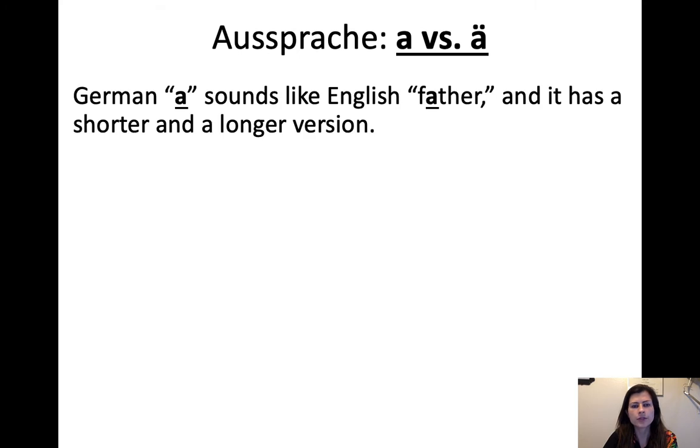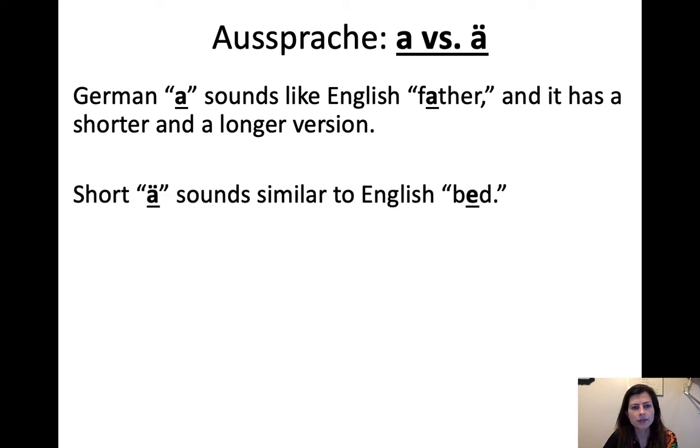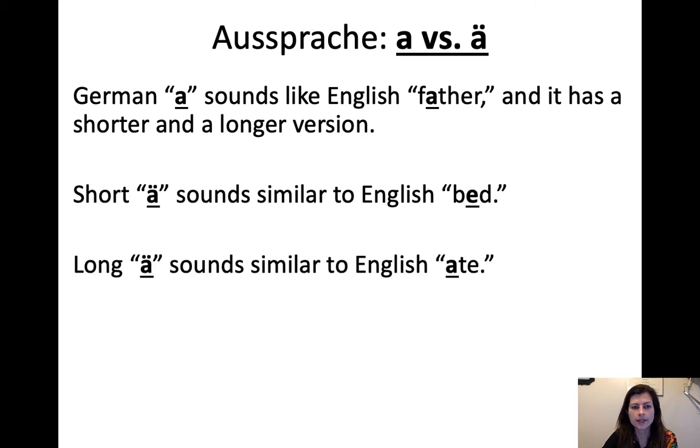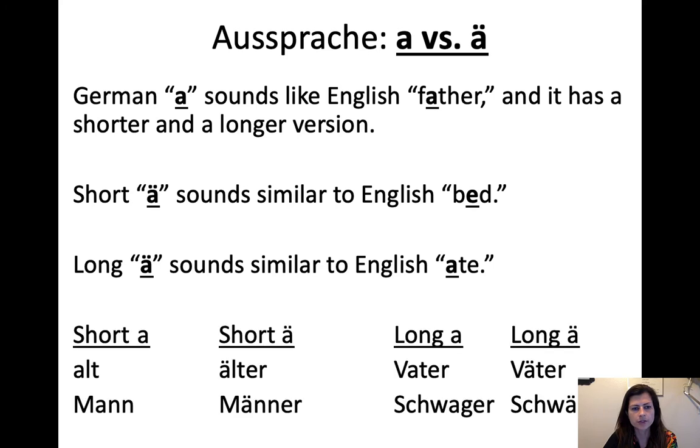So German A sounds like English father and has a shorter and a longer version. And then short sounds similar to English bed. And then long sounds like English eight, or similar. Not exactly, but similar. So let's look at some of these. We have the short a, which is, as you might expect, alt. So either a short or long version of a, but they sound basically the same. Alt. Mann.